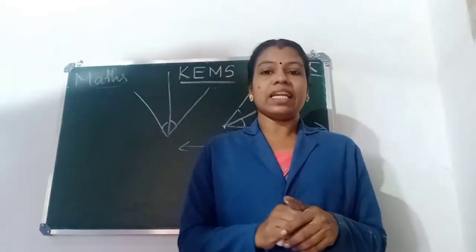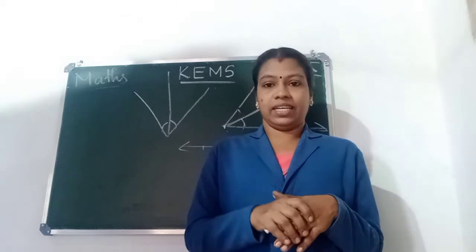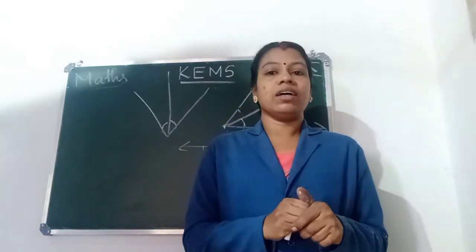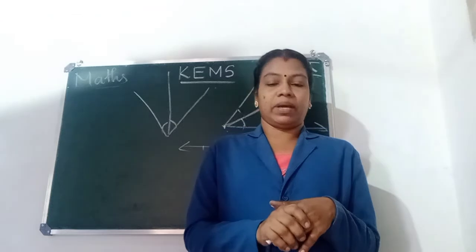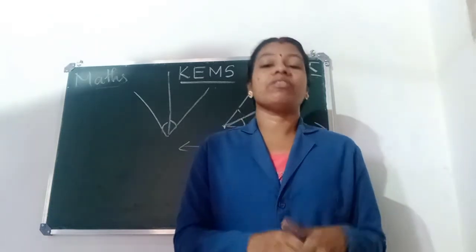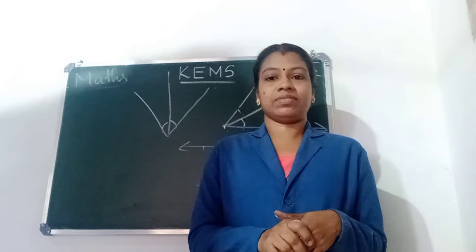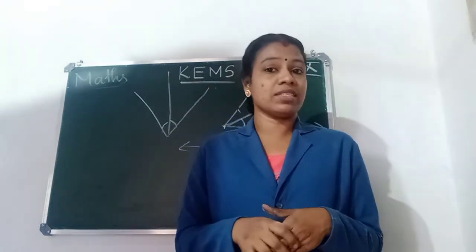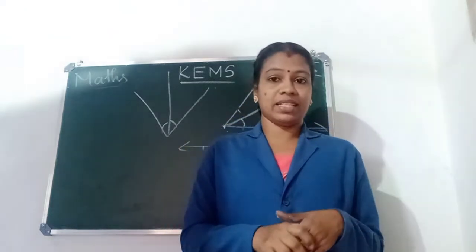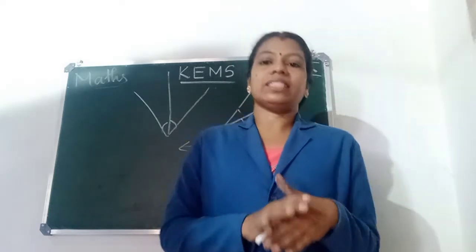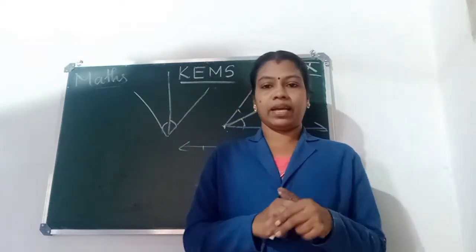If two adjacent angles form a linear pair, if and only if their sum is supplementary, that is 180 degrees. So these angles are known as linear pair angles.